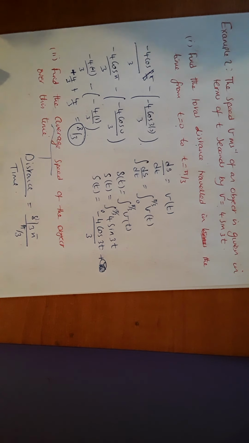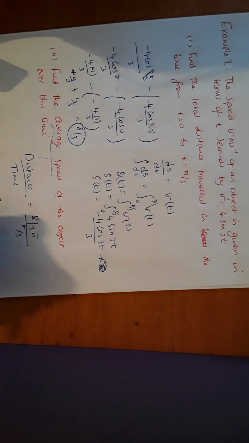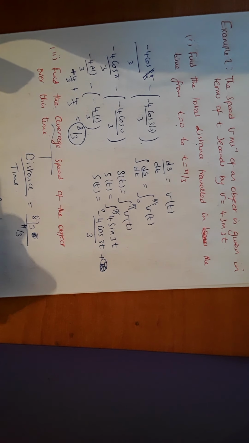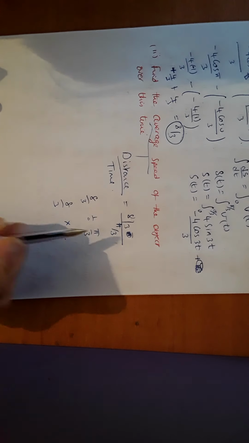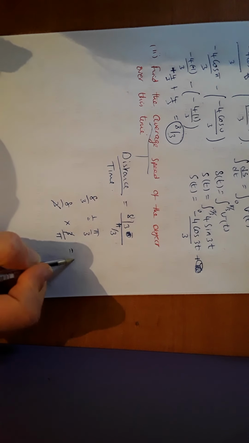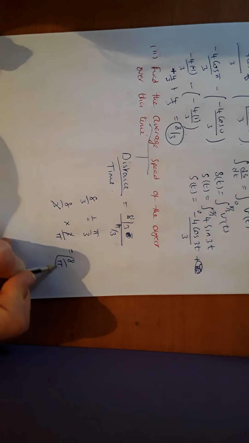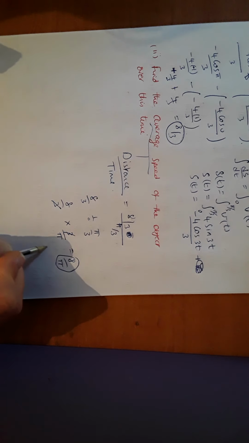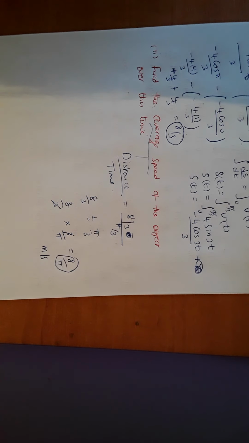So when you have that, 8 over 3, there's no pi there, right? Divide that by pi over 3. So 8 over 3 multiplied by 3 all over pi. Do you see what I'm doing here? Invert and multiply. So the 3's divide into each other and my answer is 8 all over pi. The average speed is 8 over pi meters per second.